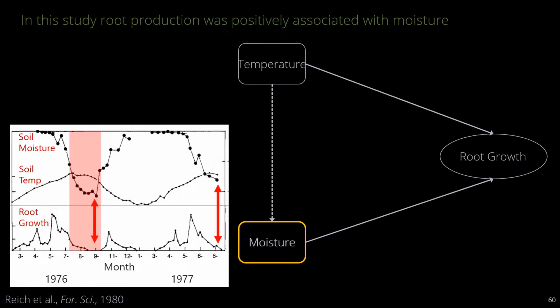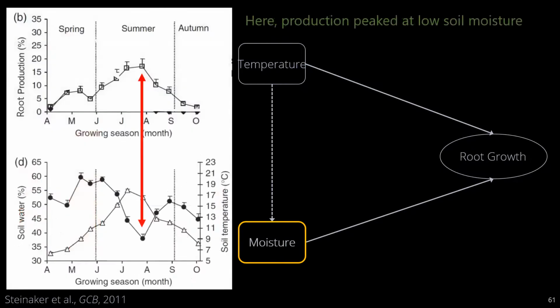So it can't just be temperature. There's a lovely interaction here with soil moisture. Frustratingly, it gets more complicated. So pointing out here, lowest root production when you have lowest soil moisture. In contrast to that, this is another northern temperate site, southern boreal in southern Canada by Diego Steinecker. And we have the opposite pattern, highest root production when there was lowest soil moisture.